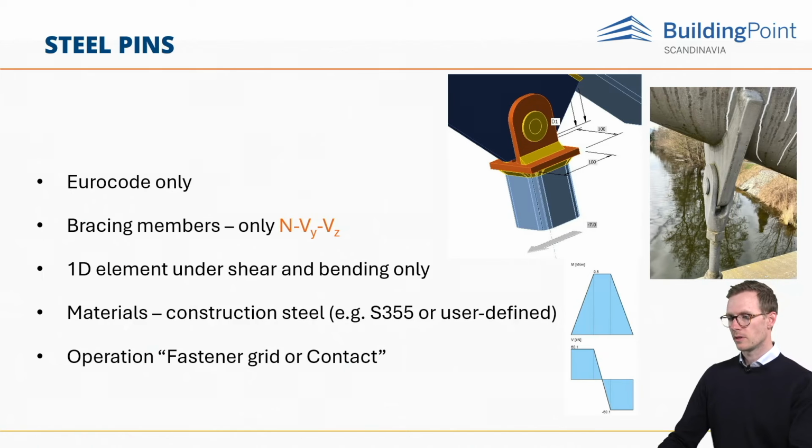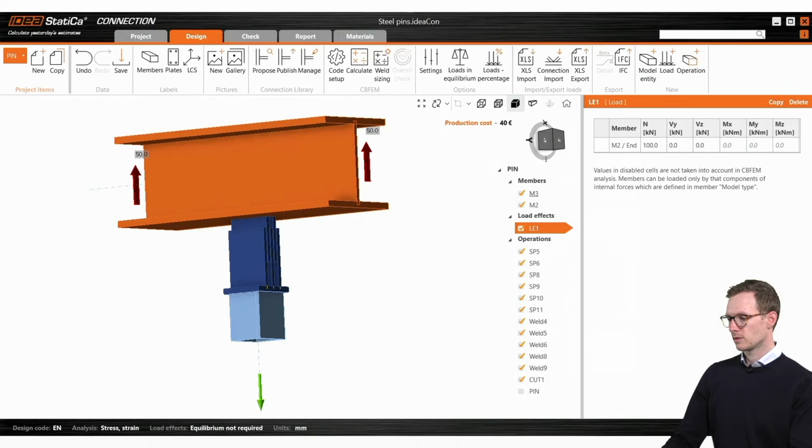And one other great improvement is steel pins. You can now include steel pins in your bracings or diagonals or stuff like that. It's in Eurocode only, and it's only for when you have normal force and shear force. So it's modeled as a 1D element under shear and bending. So we can have a look at it.